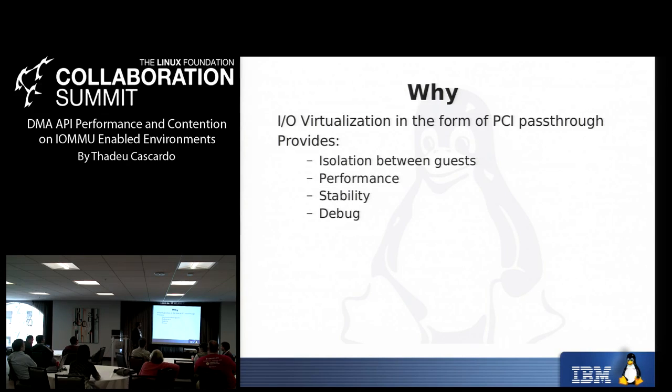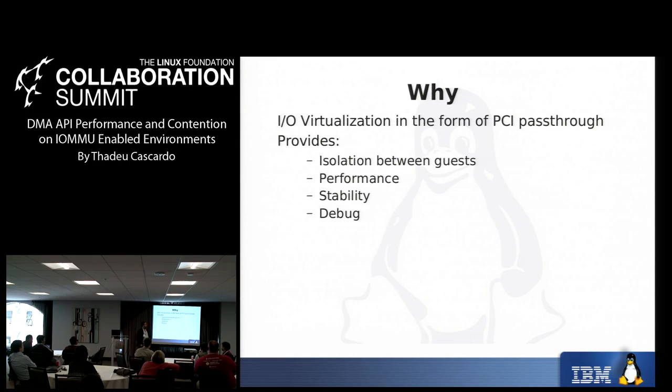So the why is, if we want to do I/O virtualization with good performance, we usually want to do some form of PCI pass-through. That's one of the ways of doing it. And one of the things that PCI pass-through provides us is isolation between guests. So we want to give the card to one guest without affecting other guests. And we want good performance. We may get some stability, mainly when we use IOMMUs, and it somehow helps us debug things.